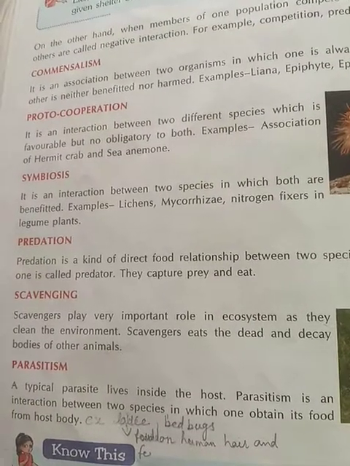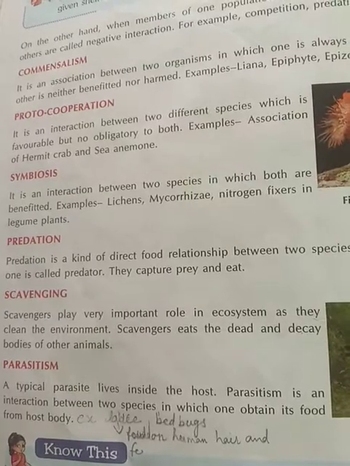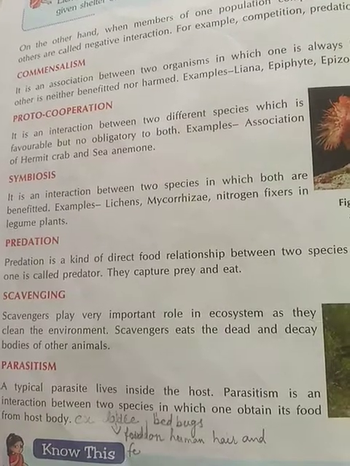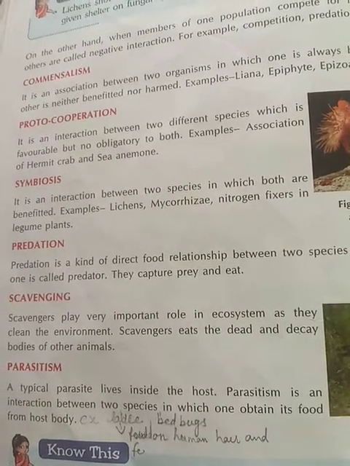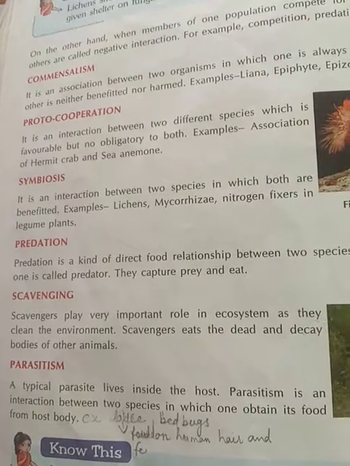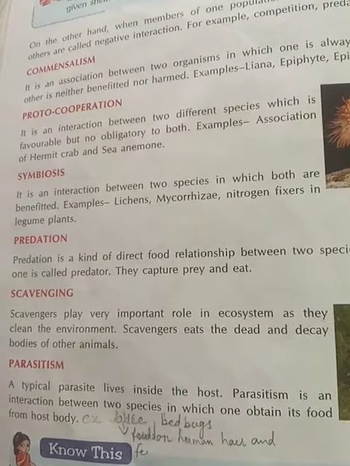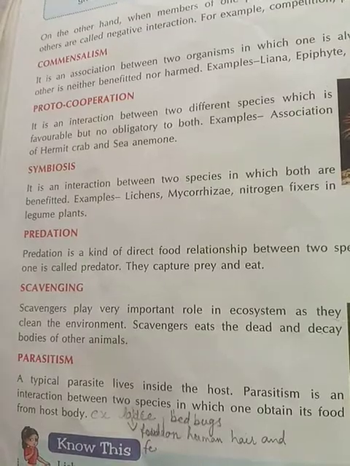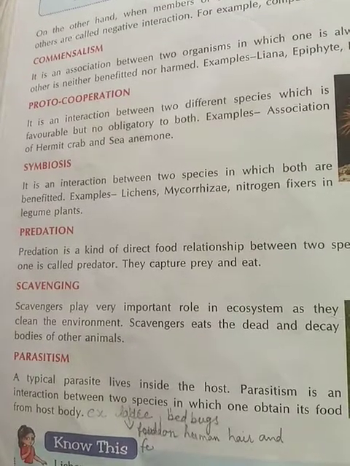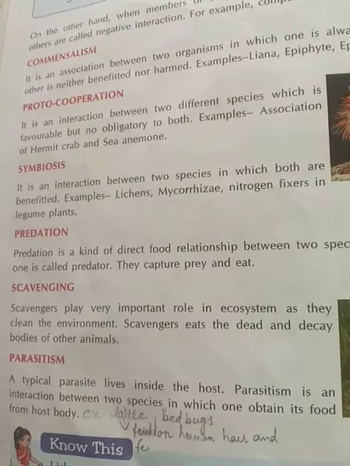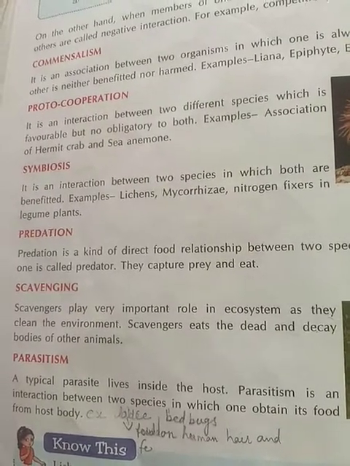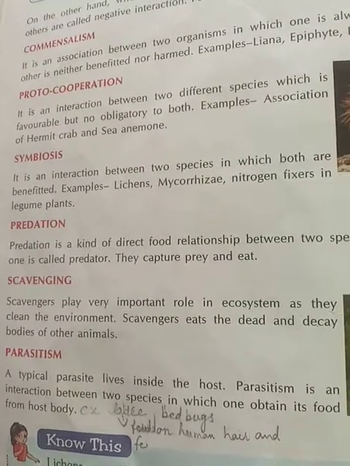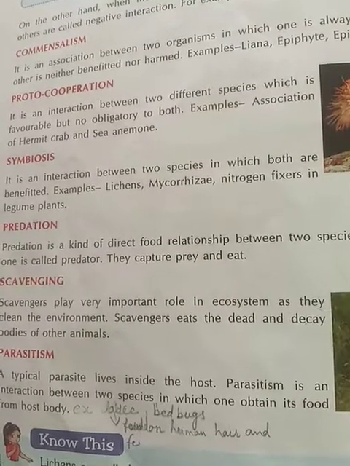Symbiosis. It is an interaction between two species in which both are benefited. In symbiosis relationship, both the organisms are benefited. For example, nitrogen fixing bacteria. Rhizobium is a nitrogen fixing bacteria and they are found in the root nodules of leguminous plants. These bacteria directly take nitrogen from the atmosphere and convert it into nitrates.